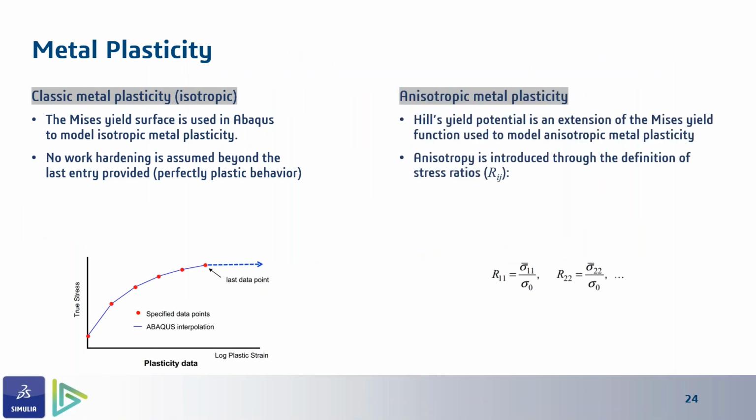So when we talk about metal plasticity, there are two ways of actually modeling the direction. One is isotropic, where the plasticity is the same in all directions. You could do that, and with Abaqus, what Abaqus considers the last data point is then an extrapolation of the point at the same data. However, if your metal plasticity behaves differently in different directions, then you'll have to go through anisotropic metal plasticity, and those are given through the Hill potentials, for example.